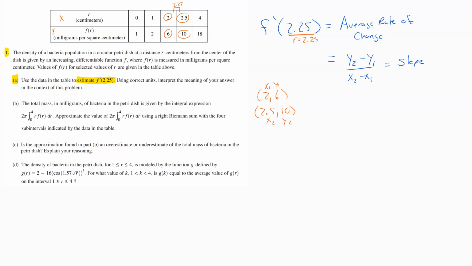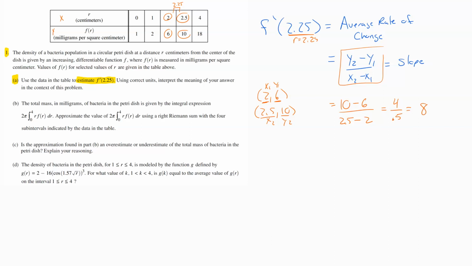To approximate this, we're just going to pop those into our standard slope formula. So y2, which is 10, minus y1, which is 6, over x2, which is 2.5, minus x1, which is 2. We get 10 minus 6 on top is 4, and then 2.5 minus 2 on bottom is 0.5, and then 4 divided by 0.5, that's going to be 8.